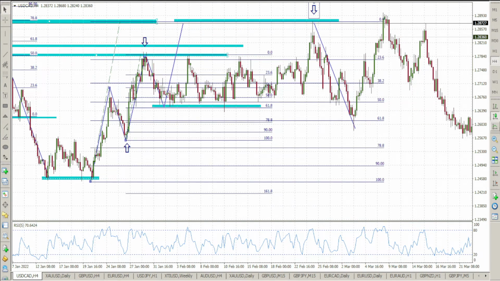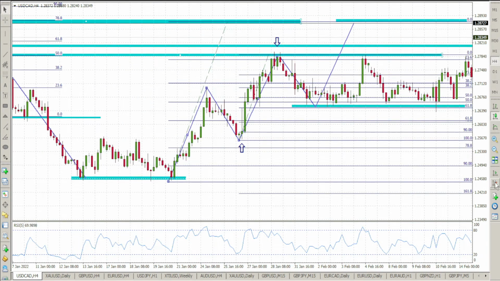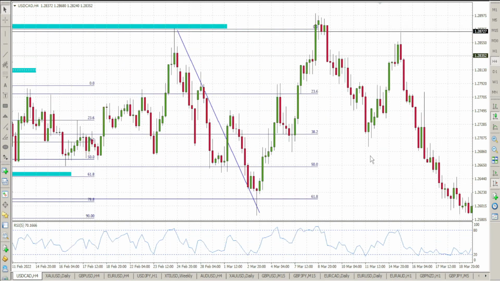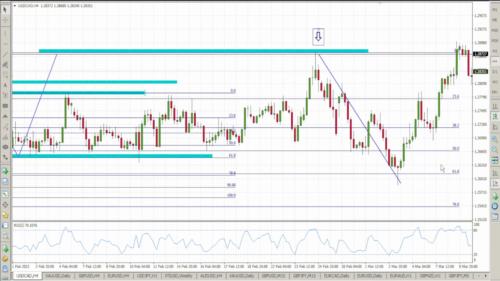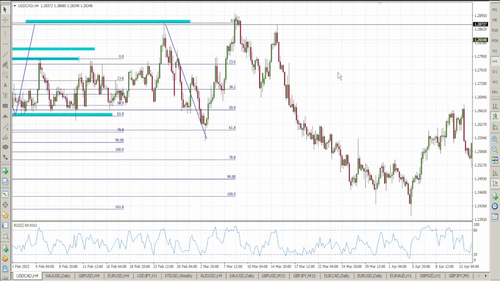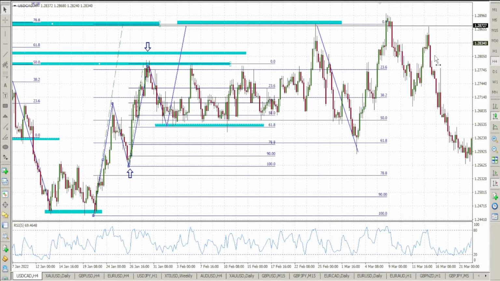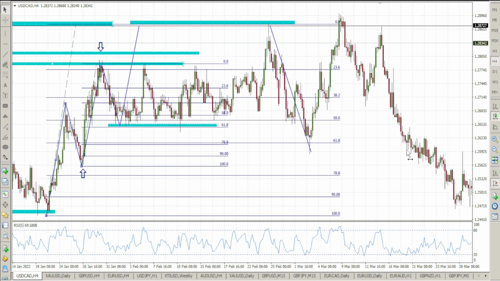61.8. And just like I have told you, we need a rejection candle. Where is that? Have a look at it. A rejection candle and again a continuation. So my friends, if you understand this strategy, it will give you very nice profits.